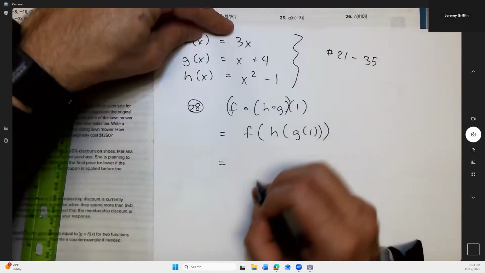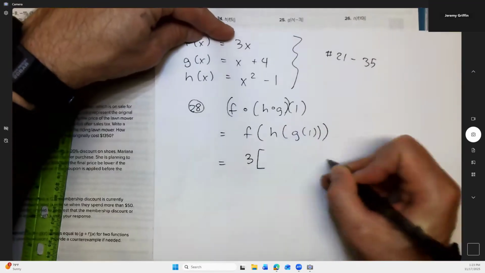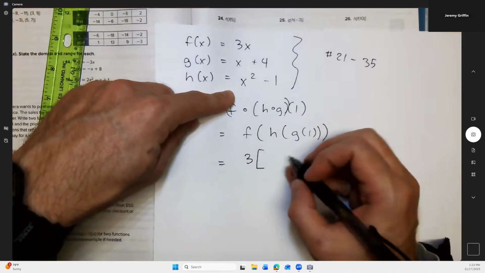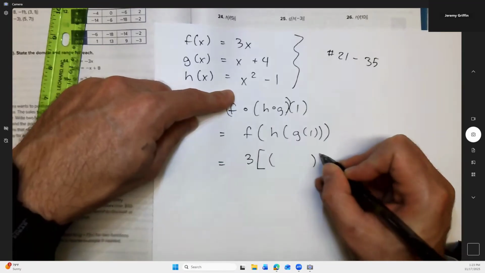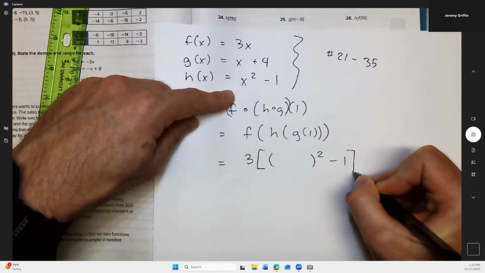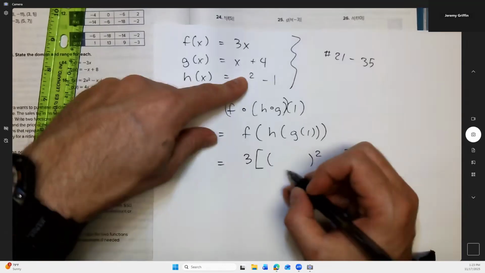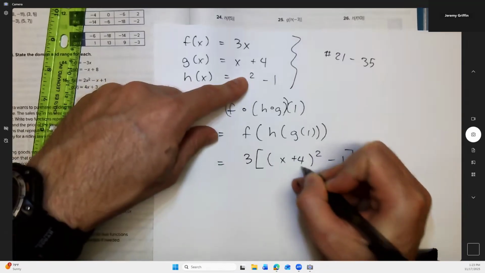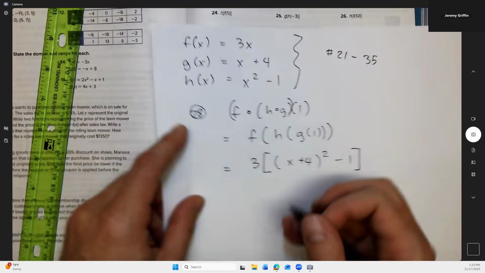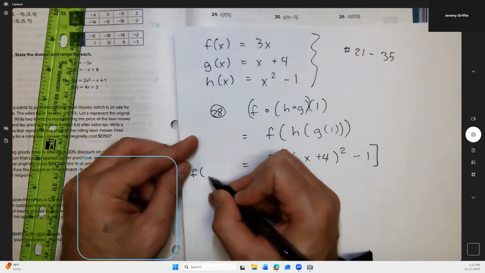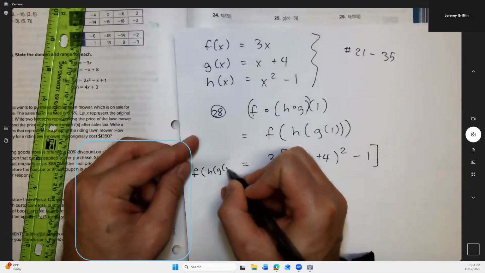So f of something is three times that something. Three times what? Well, h of x is that something squared minus one. So something squared minus one. And g of x says that something plus four. So something plus four. Okay, so working inside out, I have it in terms of x. So this is f of h of g of x.